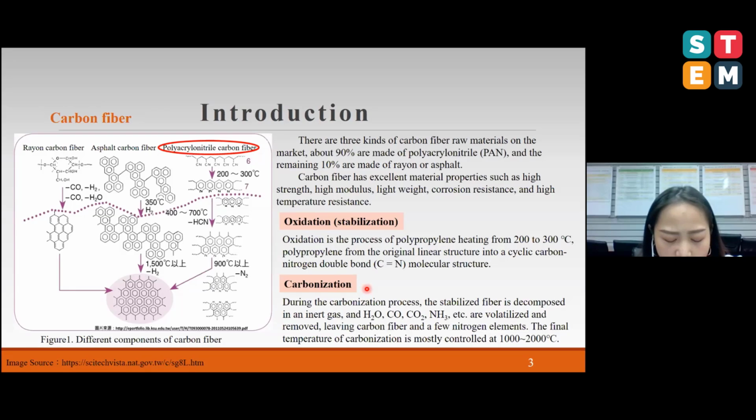After the oxidation process, the PAN-based fiber is heat treated in an inert gas at a temperature as high as 1500 degrees Celsius. Except for the carbon elements, almost all other elements are removed in the form of byproducts during the heat treatment to form a graphite-like structure.